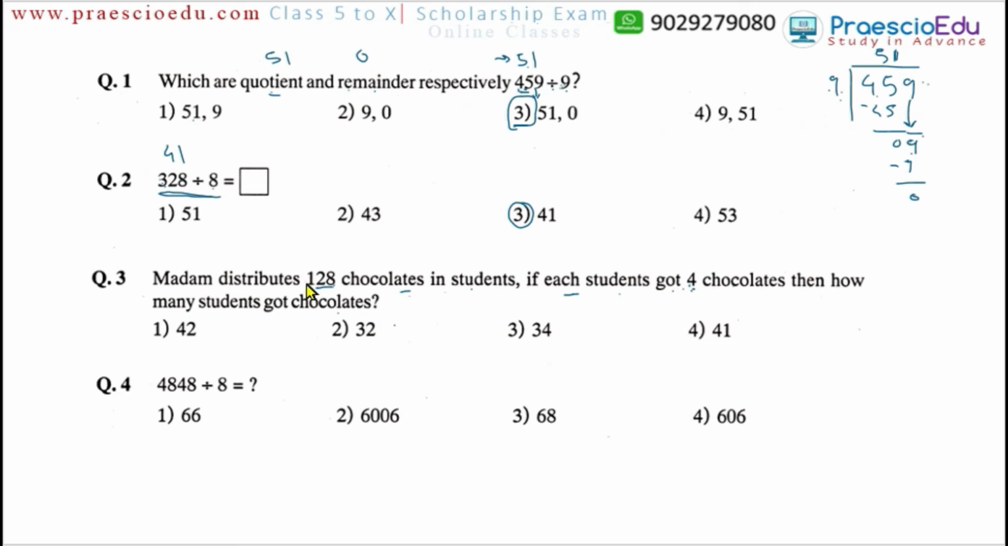So directly we will take the division: 4 3s are 12, and 4 2s are 8, so 32. So option number 2 is the answer, or in this manner also we can find out our answer.